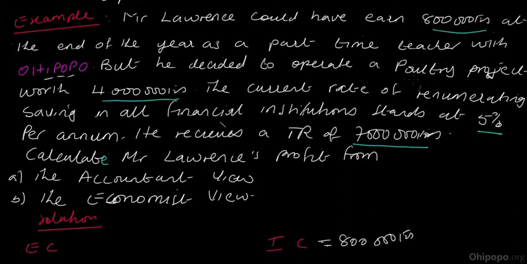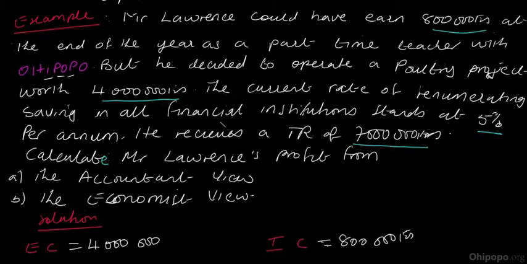Now, the poultry project that he decided to operate is 4 million francs. That is the one that he has actually spent. 4 million francs. That is now explicit cost. Now listen carefully. The explicit cost is talking about what? The money that he has put in the project. He has spent it in the project.